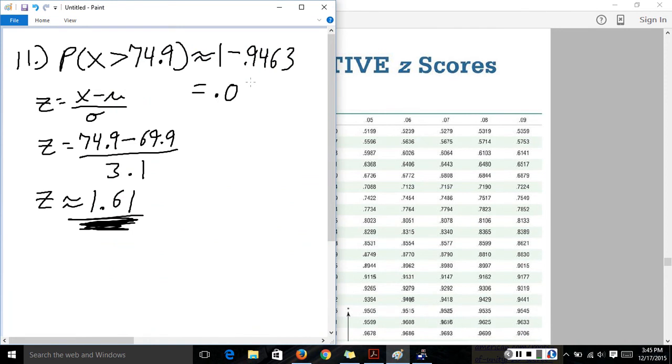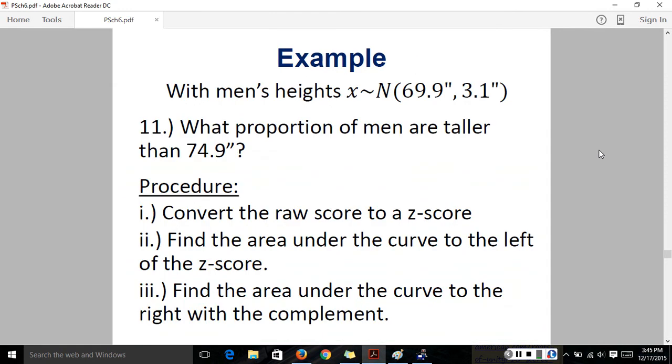And that's going to be 0.0537. And that's my answer. Again, the procedure for that would be to convert the raw score to a z-score, find the area under the curve to the left of the z-score, and then use a complement to find the area to the right.